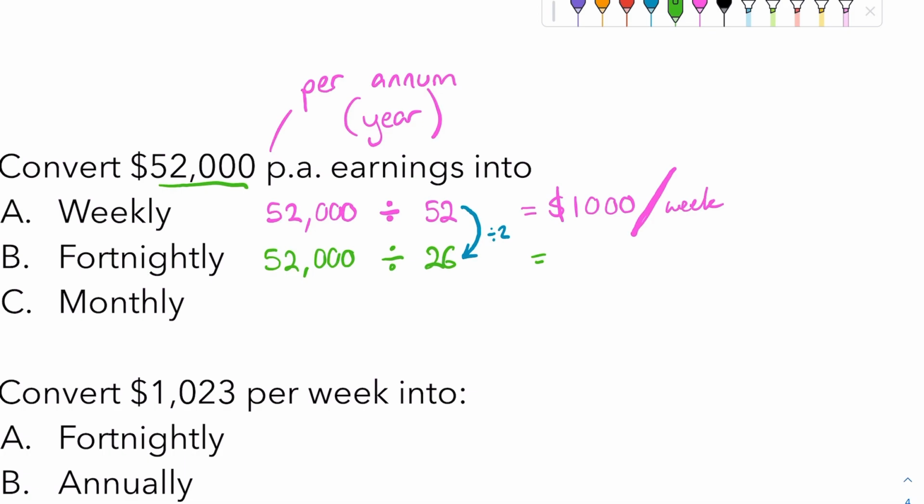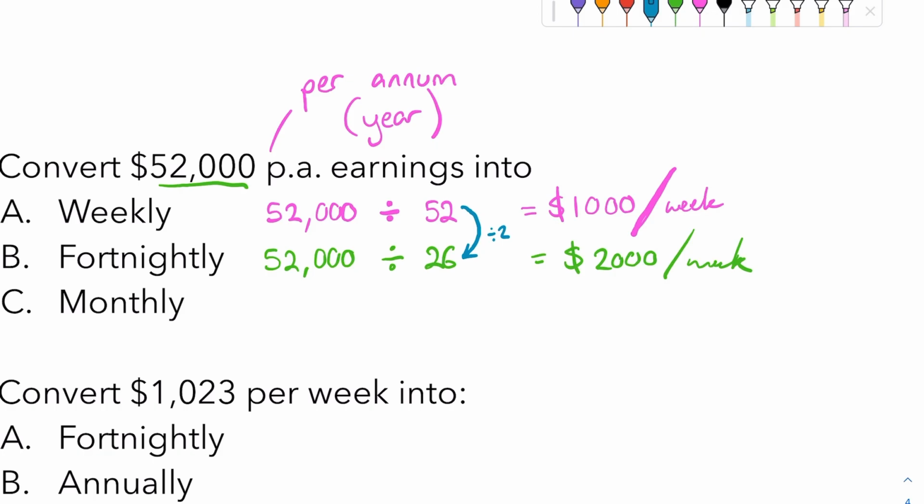And I punch into my calculator here, so 52,000 divided by 26, so it should be $2,000 a fortnight. So twice as much money, which makes a lot of sense. If you're working for twice as many weeks, you should get twice as much pay.